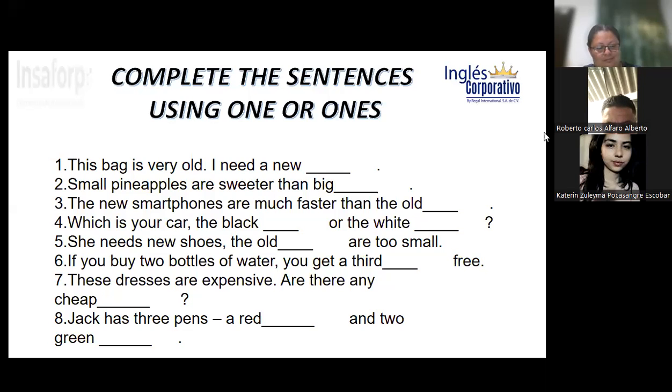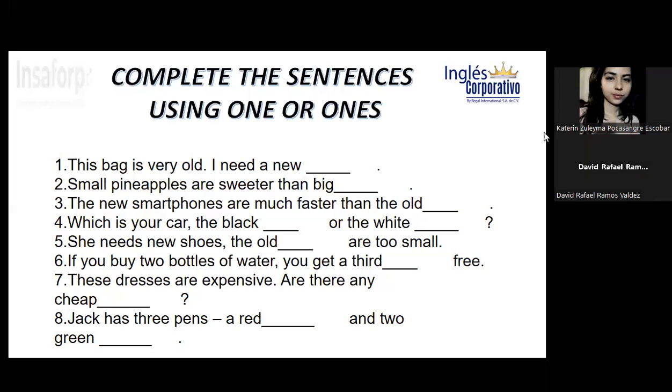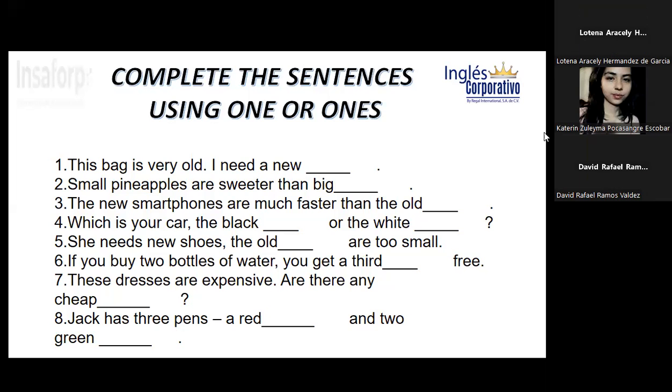Yes, the last one. Me? Yes, thank you. Jack has 3 pens, a red one and 2 green ones. A red one? And 2 green ones. Yeah, a red one and 2 green ones. Perfect, that's great. This is something interesting about the words. We're using one and ones, especially for singular and plural. That's right. Congratulations for that one.